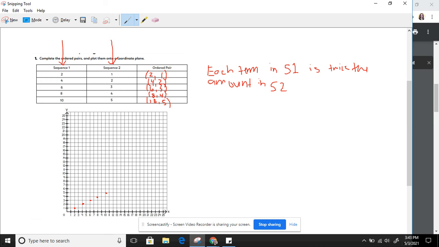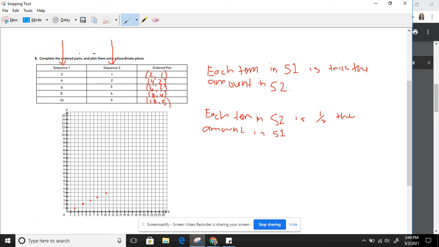You can also say that each term in sequence 2 is half the amount of the corresponding term in sequence 1. So you could say it that way as well. You could put both of these on here. Each term, how do I keep getting the R there? Sorry guys. Each term in sequence 2 is half the amount. I'm sorry, this is messy, but you can also listen. Each term in sequence 2 is half the amount in sequence 1.